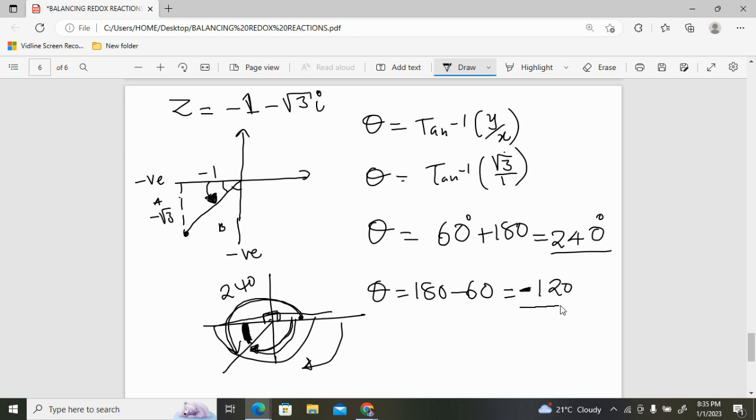So whether we give negative 120 or positive 240, it's the same thing. That's the same angle that we are talking about. So this is how we get to find argument. Just finding the angle. Now if you go in physics, that angle is called the direction.